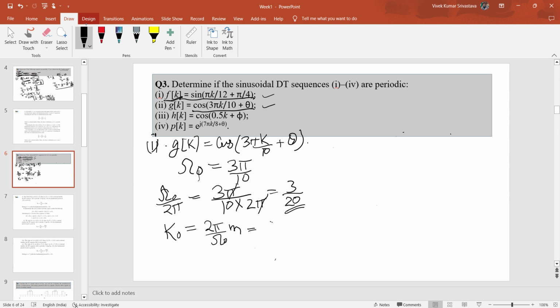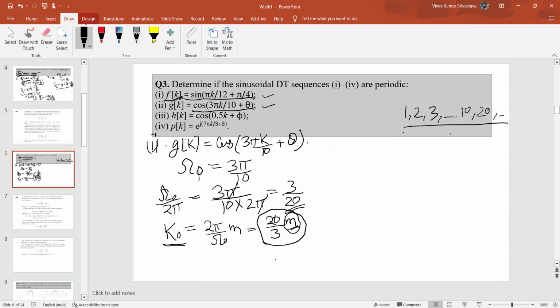So this will be equal to 3 by 20 into m. We have to set the value of m in such a way that this k naught is an integer, because this sequence is defined only for integer values, that is 1, 2, 3, 10, 20. So to make it an integer, we have to select the value of m such that this quantity becomes an integer.